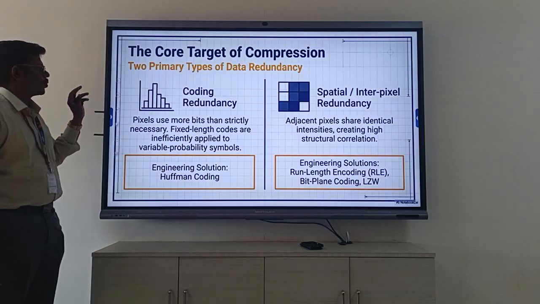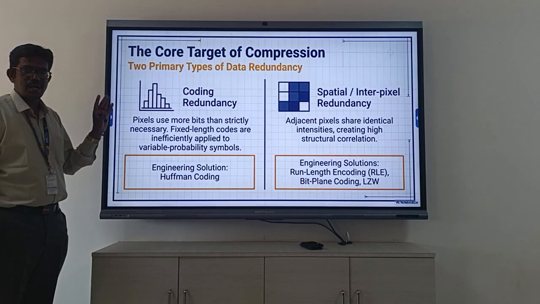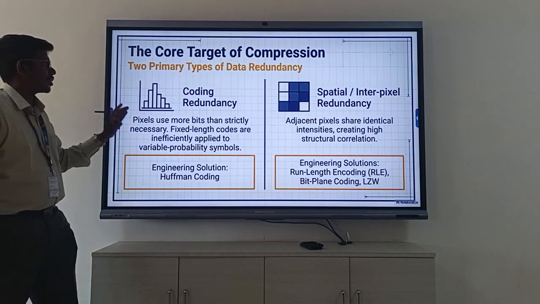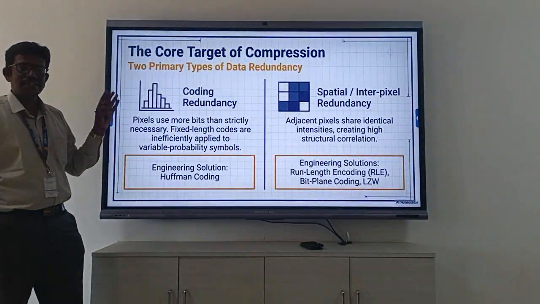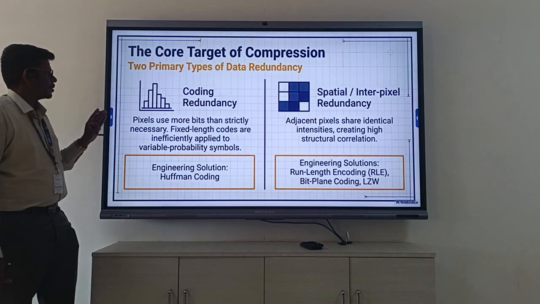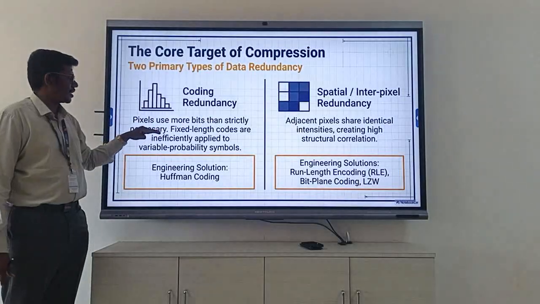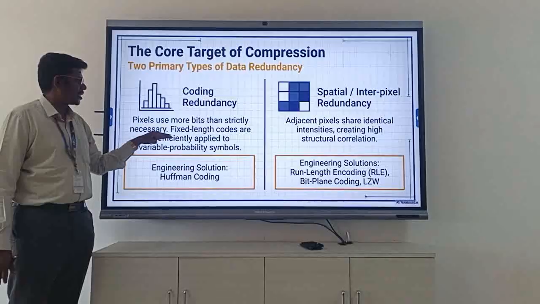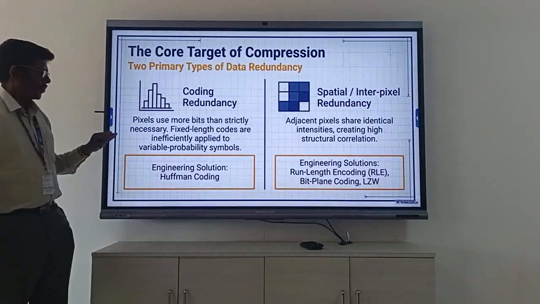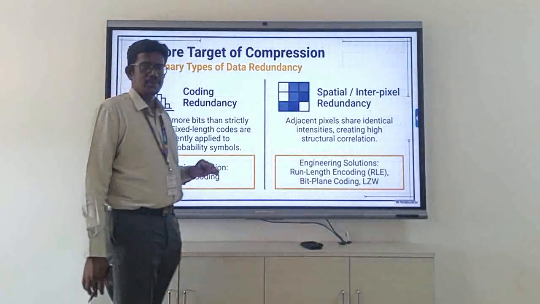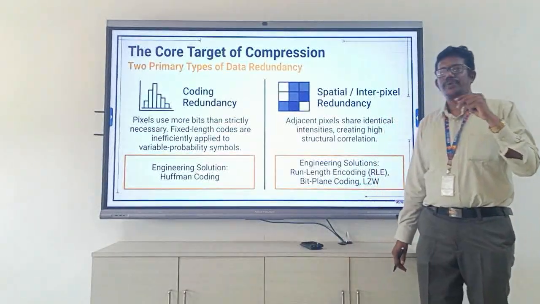So first we have to identify the core target of compression, which is removing the redundancy or identifying the redundancy values. Here there are two methods: one is coding redundancy, another is spatial or interpixel redundancy. In coding redundancy, the pixel value uses more bits than strictly necessary. Fixed length codes are inefficient for symbols with variable probability, so we have to use Huffman coding. The data will be represented in different values of representation.